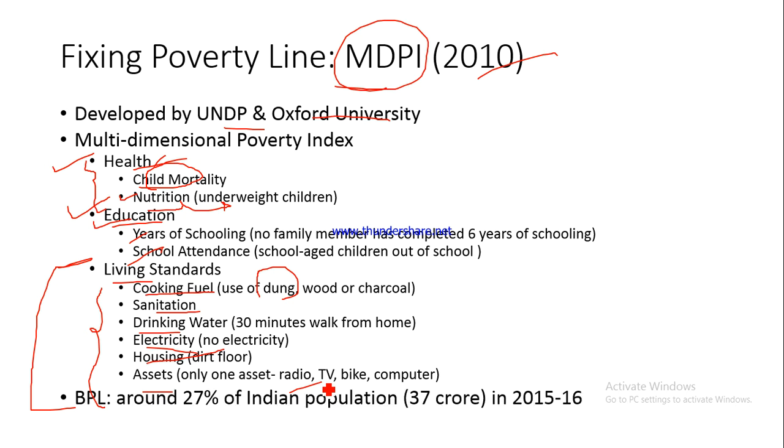Fine. Now, when this particular approach was used to estimate the number of below poverty line people here in India, it was found that around 27% of the Indian population, and this is the case of 2015-16, when the Indian population was somewhere around 124 to 125 crores. So 27% of the Indian population came out to be around 37 crores. So 37 crore people were estimated to be below poverty line when this particular methodology was applied.